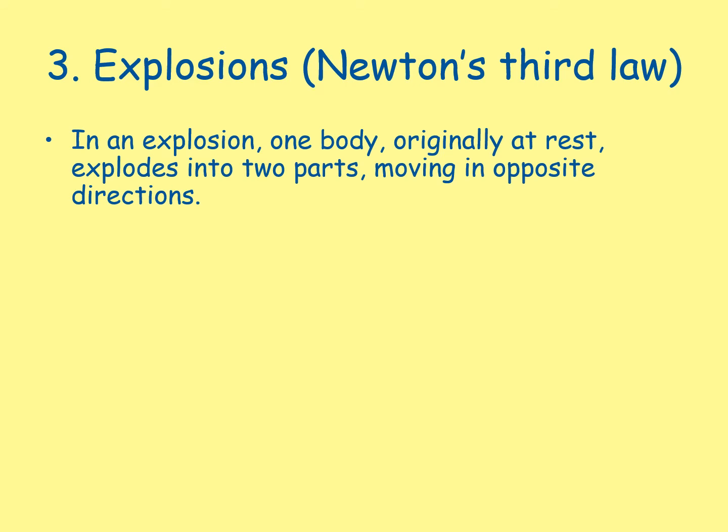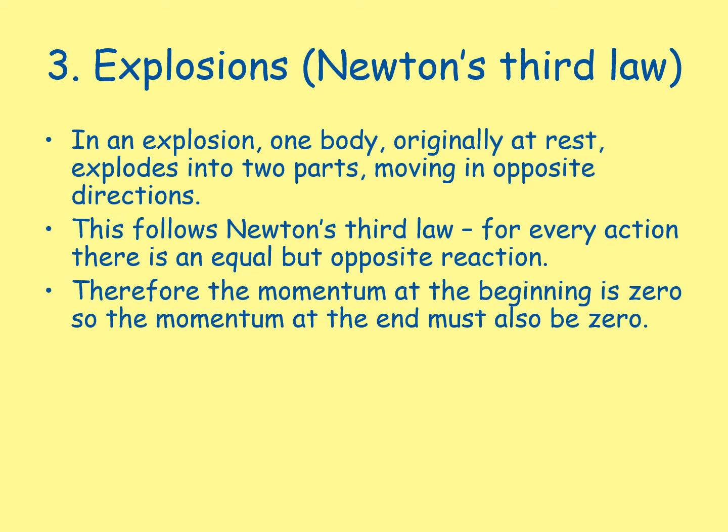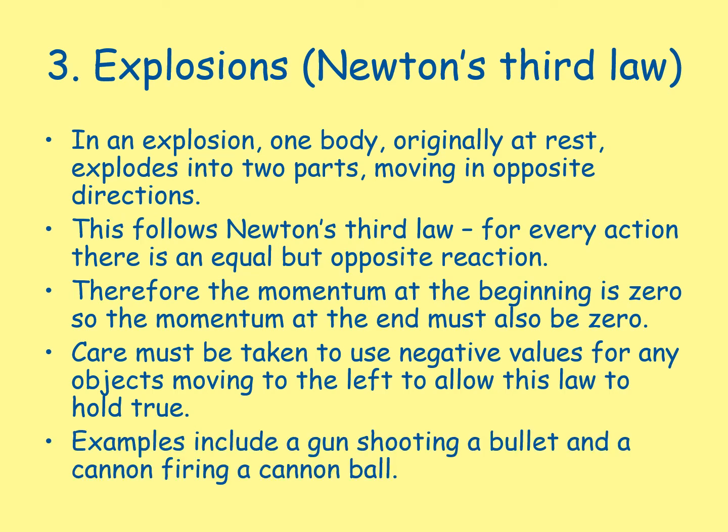In an explosion, one body, originally at rest, explodes into 2 parts moving in opposite directions. This follows Newton's third law. For every action, there is an equal but opposite reaction. Therefore, the momentum at the beginning is 0, so the momentum at the end must also be 0. Care must be taken to use negative values for any objects moving to the left to allow this law to hold true. Examples include a gun shooting a bullet and a cannon firing a cannonball.